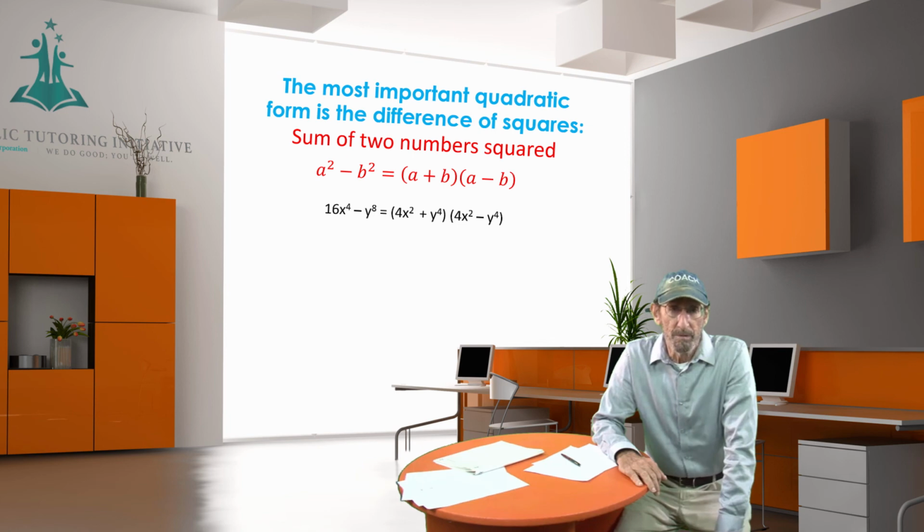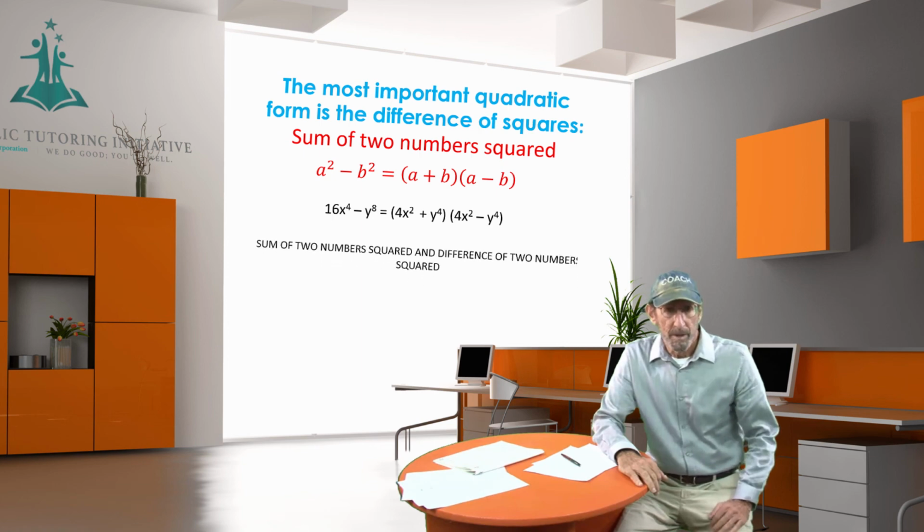So it factors to 4x squared, that's the square root of 16x to the 4th, plus y to the 4th, which is the square root of y to the 8th, and that's multiplied by 4x squared minus y to the 4th. Notice that the second factor is another difference of squares, so if they asked you to factor completely, you would have to do that again. The other forms that it would be good to recognize are the sum of two numbers squared and the difference of two numbers squared. And here are the two equations.